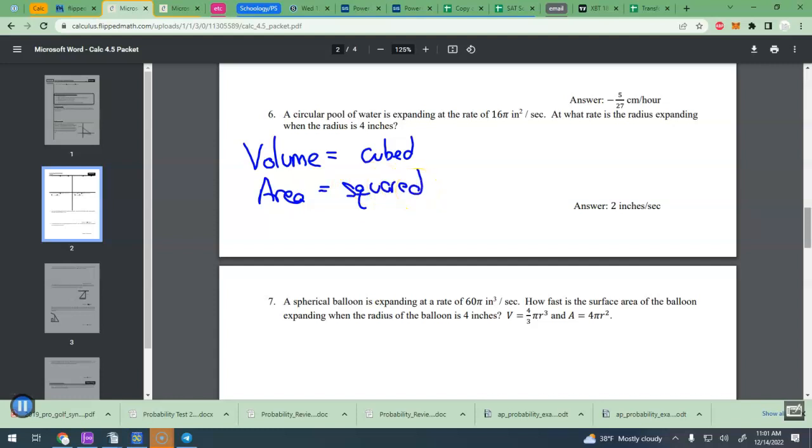Am I answering your question or no? Yeah. Okay. And then length, radius, all that, that's just one dimension. Those are just going to be like centimeters.